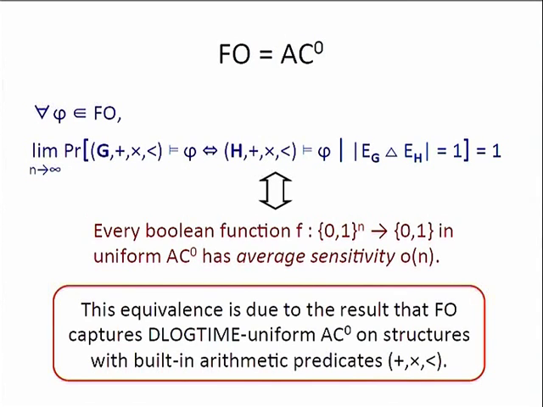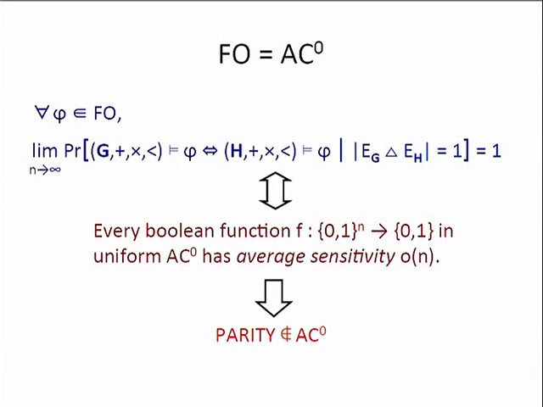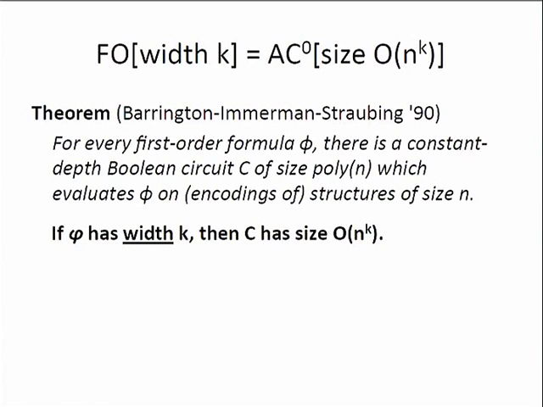As I was saying before, here I've written the correlated 0-1 law for these structures from the last slide of the previous part. This directly translates, via the descriptive complexity characterization, into the statement that every Boolean function in uniform AC0 has average sensitivity little o of n. So this implies parity is not in AC0, for instance. We can refine this characterization even further by relating a certain parameter of first order formulas, called width, to circuit size. I'll define width in the next slide, but if you have a first order formula phi with width k, then the equivalent circuit you get will have size order n to the k.